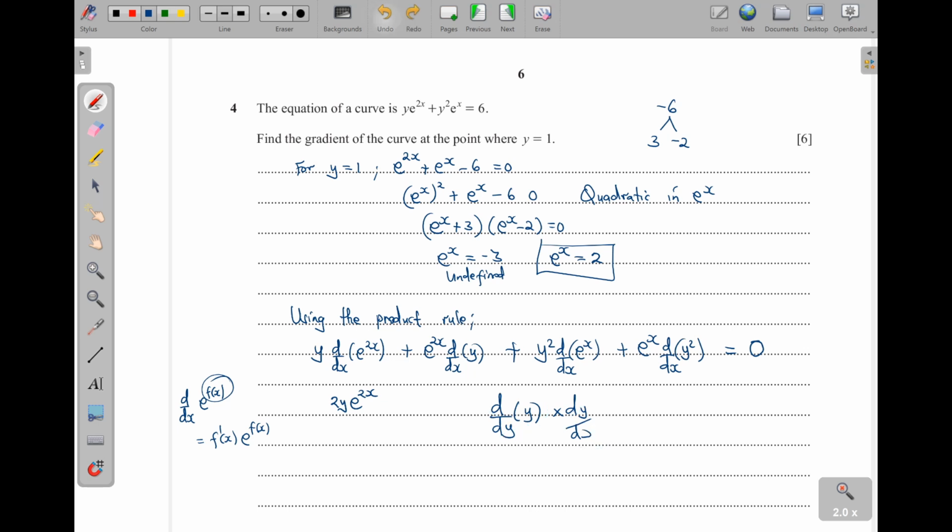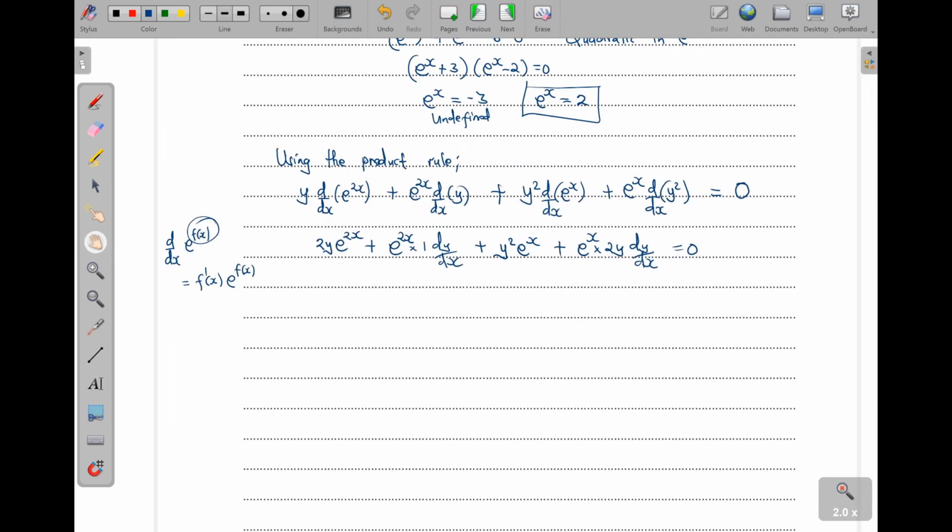You see that? When we are differentiating like this, it is what we call implicit differentiation. So when you differentiate y with respect to y, you get a 1. So we shall have plus e to the power of 2x times 1 times dy/dx. Here, same thing: differentiating this one, you get a 1, so we have y squared e to the power of x. And then plus, when you differentiate y squared, you get 2y, so we get e to the power of x times 2y times dy/dx, which is equal to 0.